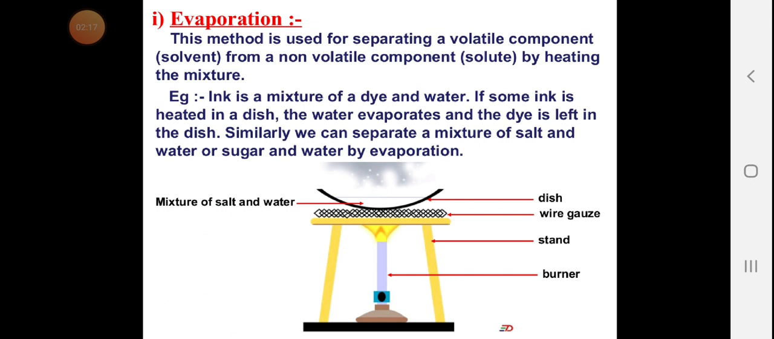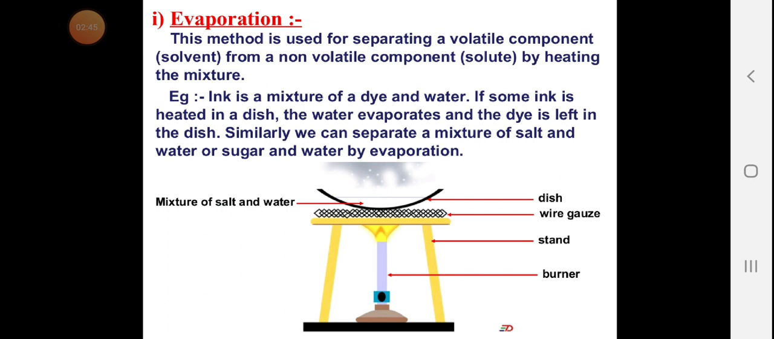So this method is used for separating the volatile component, the solvent, from the non-volatile component, which is the solute, by heating the mixture. Now volatile means it can move, and non-volatile are not so movable. Example, ink, a mixture of a dye and water. If some ink is heated in a dish, the water starts evaporating and the dye is left in the dish.